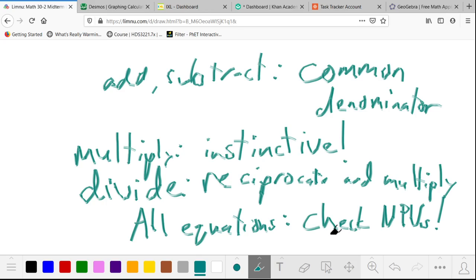So does anyone have any other specific example types they want us to go through? No. Okay. Then one last thing I'm going to do, just as general midterm prep advice.